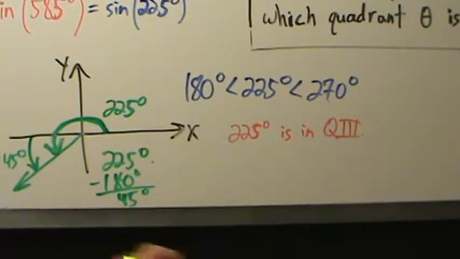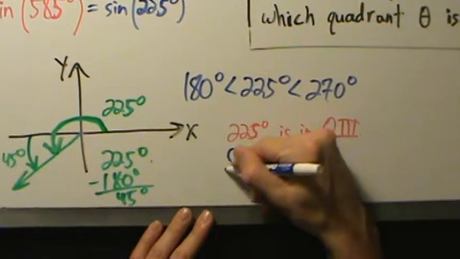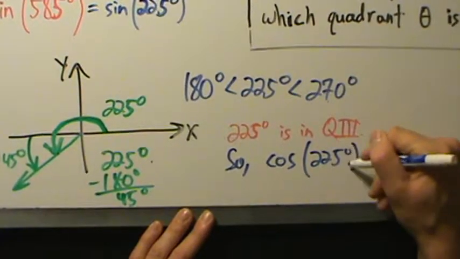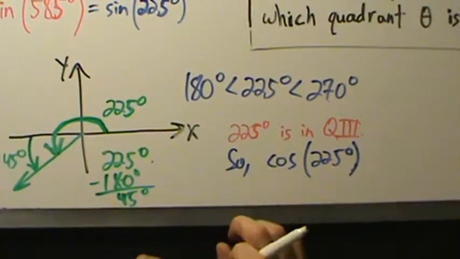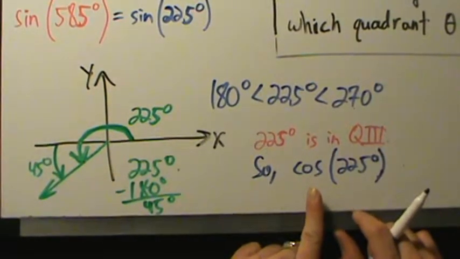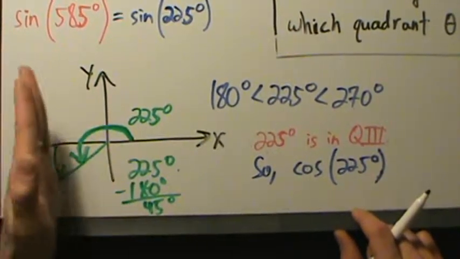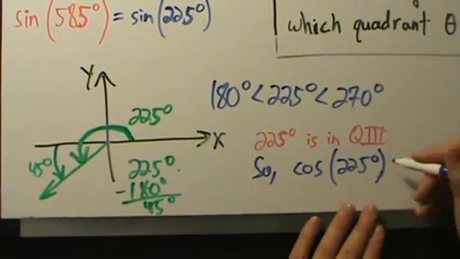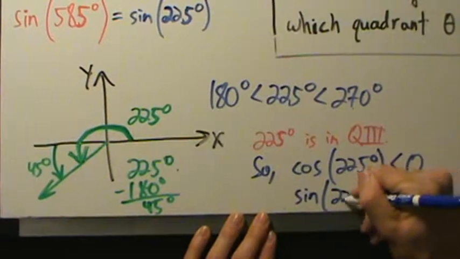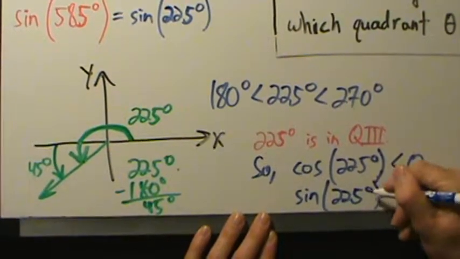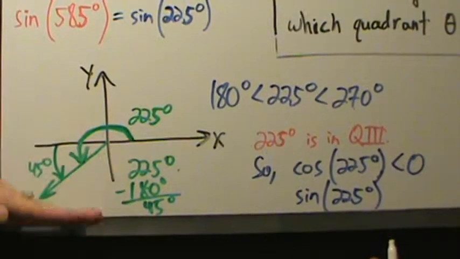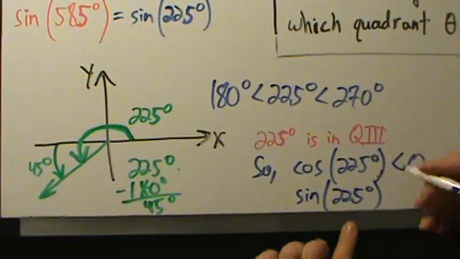So what can we say about the cosine and the sine? Cosine of 225 degrees. Now if we're in quadrant 3, remember cosine corresponds to the x-coordinate on the unit circle. And to the left of the y-axis, x-coordinates are negative. So in quadrant 3, cosine is negative. How about the sine? Remember sine corresponds to y-coordinates on the unit circle. And if you're in quadrant 3, you're below the x-axis where the y-coordinates are negative. Therefore, the sine of 225 degrees is negative.